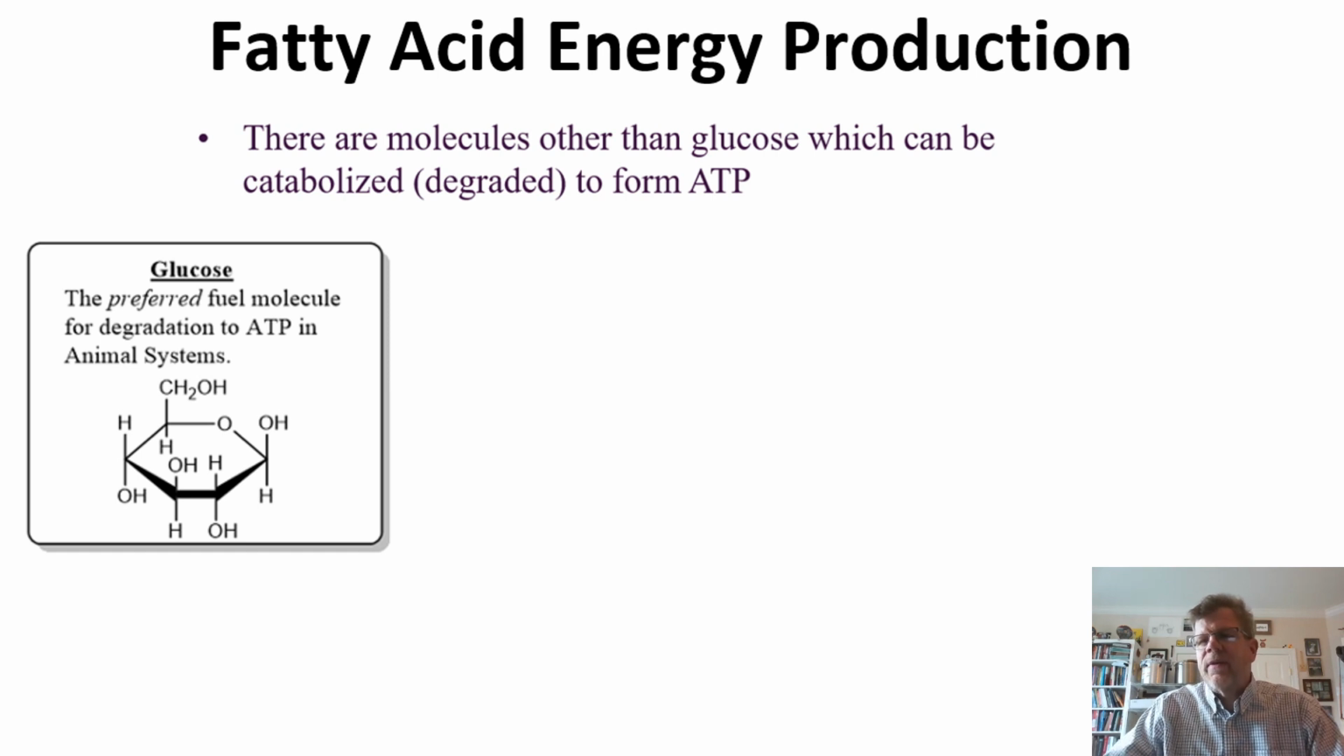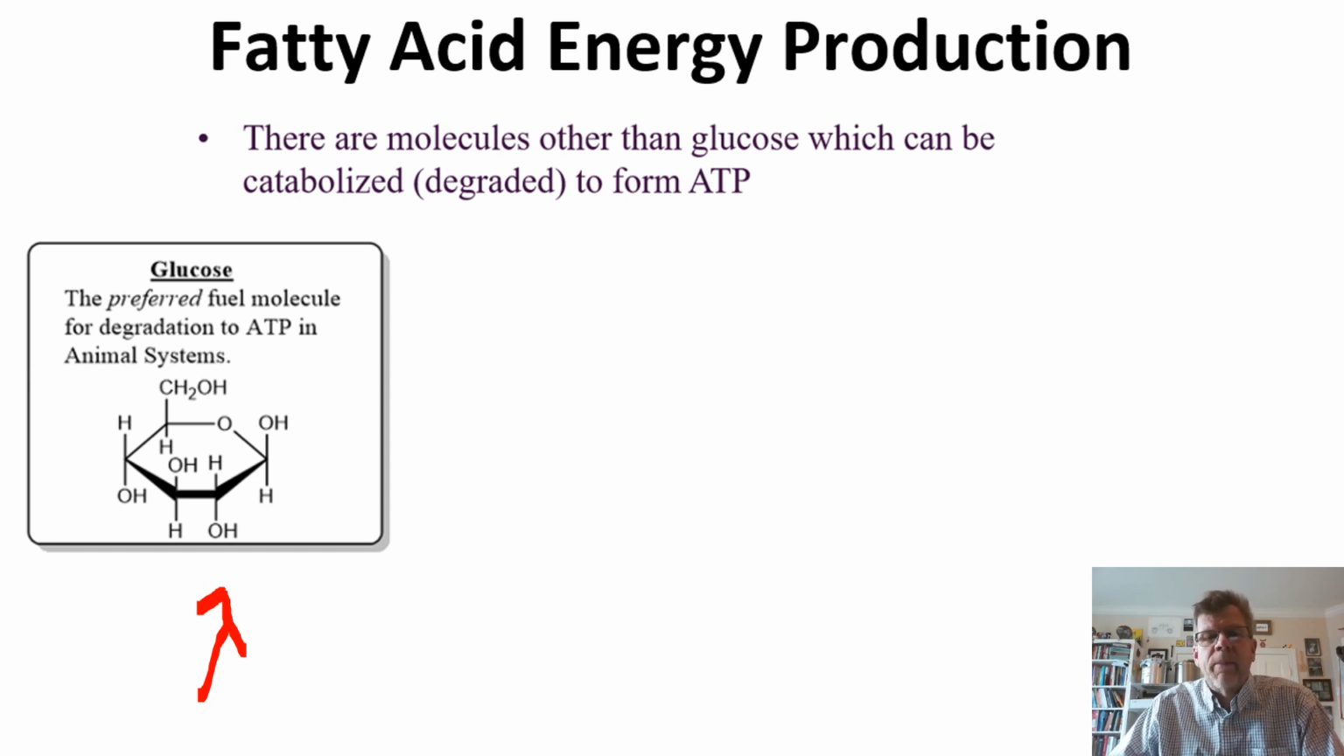We're still on this topic of catabolism, the degradation of fuel molecules in order to extract energy from them for our own uses. And the classic fuel molecule we have used thus far has been glucose. So glucose here is the go-to energy source. It is the preferred fuel molecule for degradation to ultimately extract its chemical potential energy and synthesize ATP.